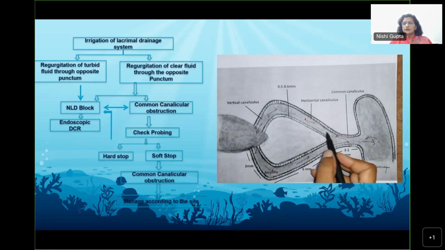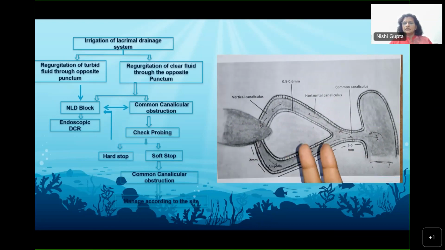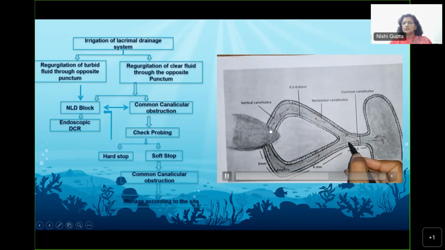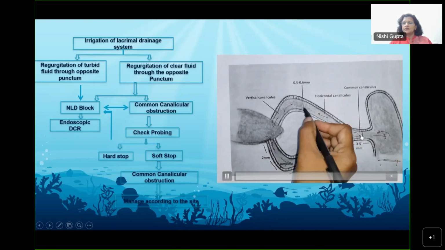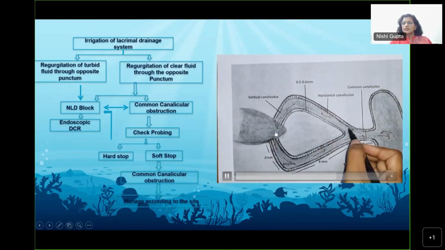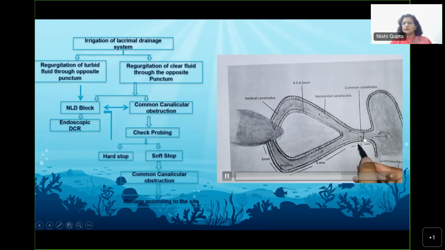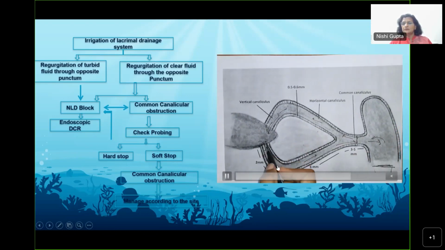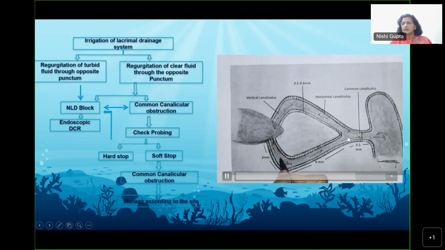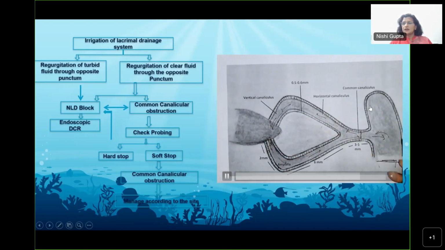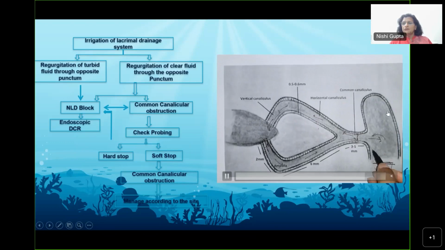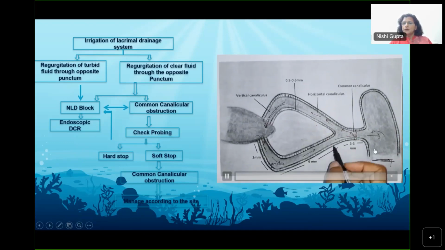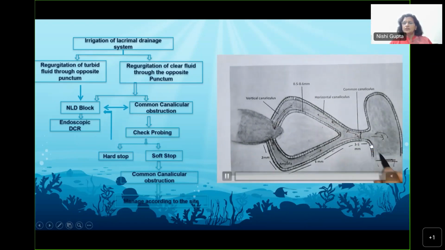Suppose we pass clear fluid. We irrigate the system with saline, and clear fluid regurgitates through the upper punctum. In case there is clear fluid regurgitation, we must consider a possibility of canalicular obstruction, because the clear fluid is regurgitating through the upper punctum, which means there could be a possibility of common canalicular obstruction, but it can be NLD obstruction also. In that case, when the irrigation is done through the lower punctum, the fluid passes into the lacrimal sac. There is a possibility that the secretions in the lacrimal sac are not infected, and there is simple watery fluid which fills the sac and regurgitates through the upper punctum. So it is not necessary that clear fluid means only common canalicular obstruction, but that possibility should be considered.